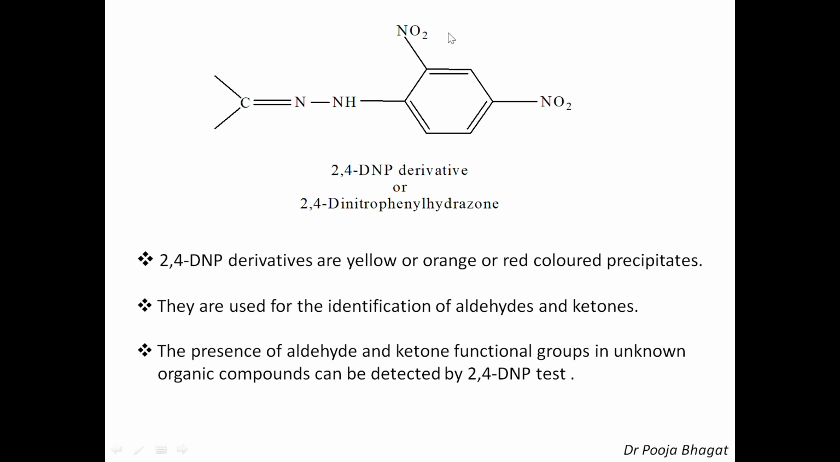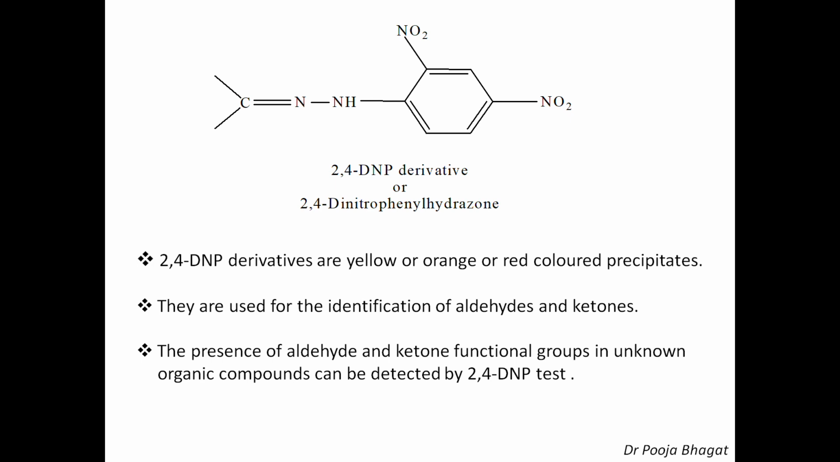Now, this derivative is very, very important: the 2,4-dinitrophenylhydrazone derivative or 2,4-DNP derivative. They are yellow or orange or red colored precipitates. They are used for the identification of aldehydes and ketones. The presence of aldehyde and ketone functional groups in unknown organic compounds can be detected by the 2,4-DNP test. In the 2,4-DNP test, we are using the 2,4-DNP reagent, that is 2,4-dinitrophenylhydrazine reagent.